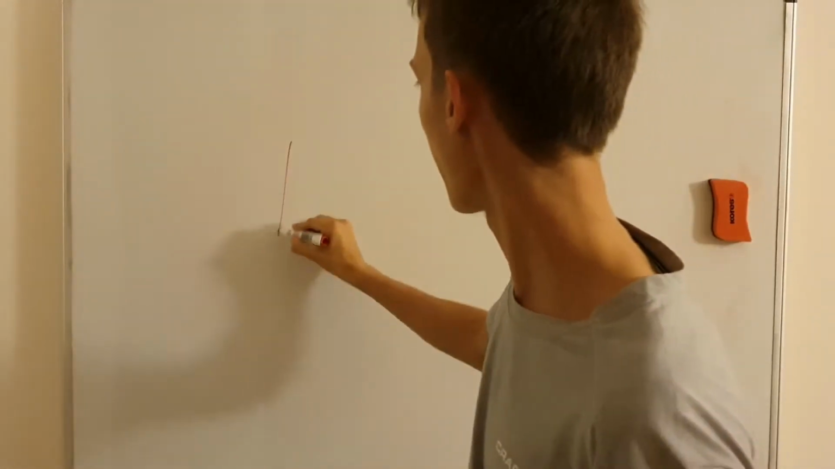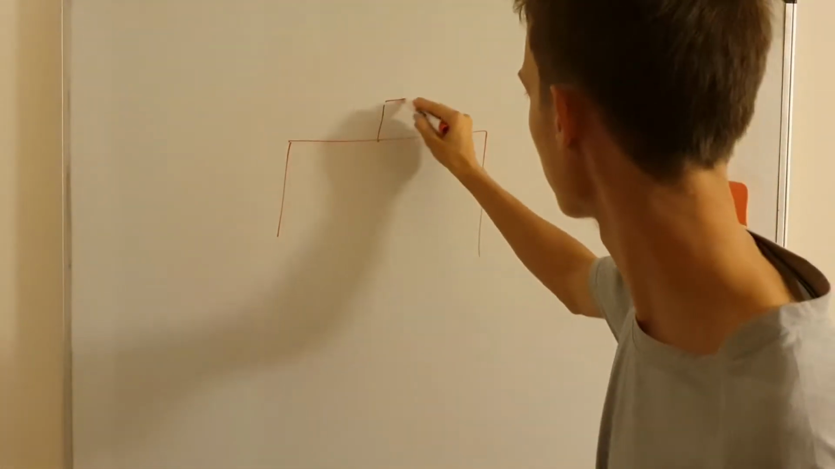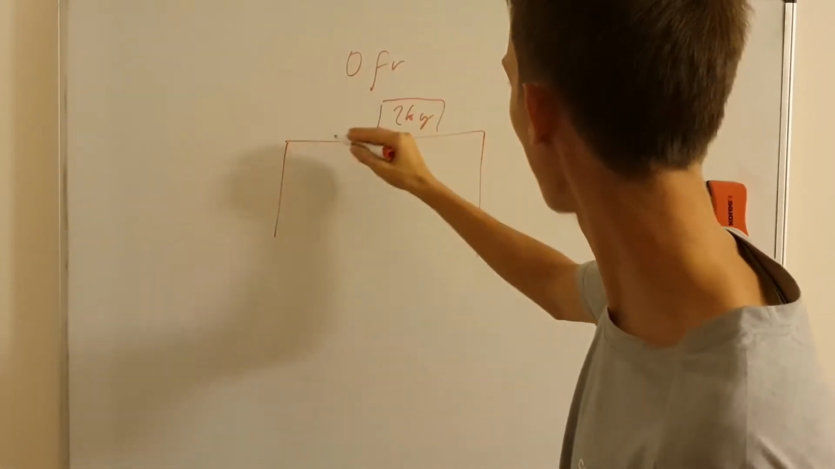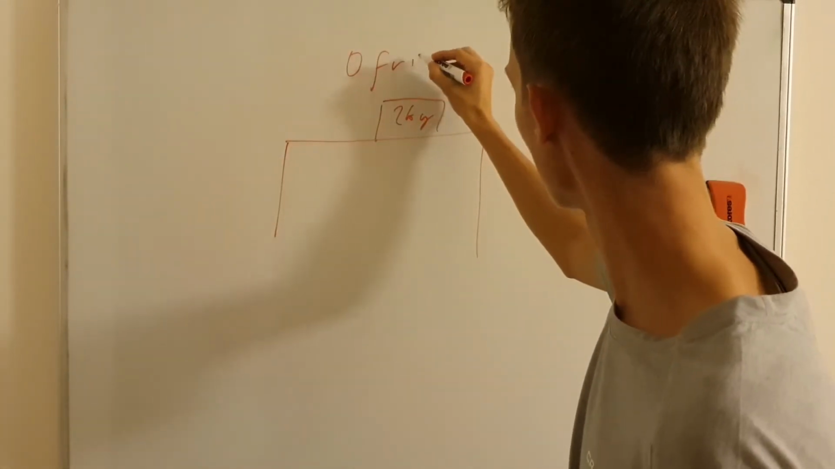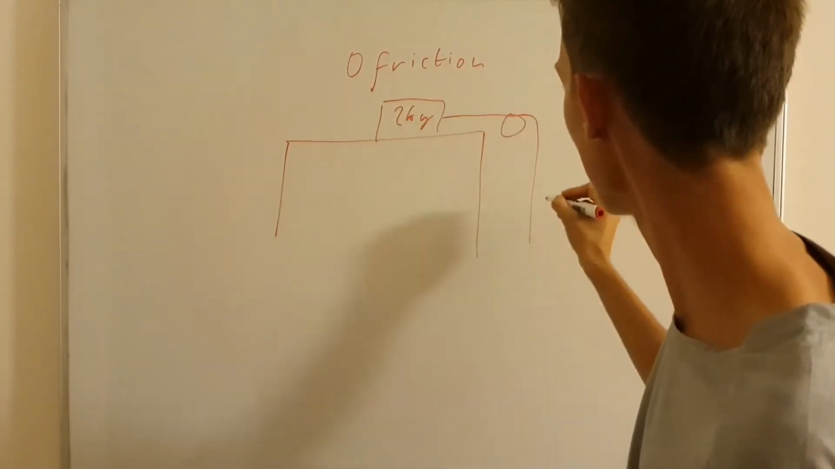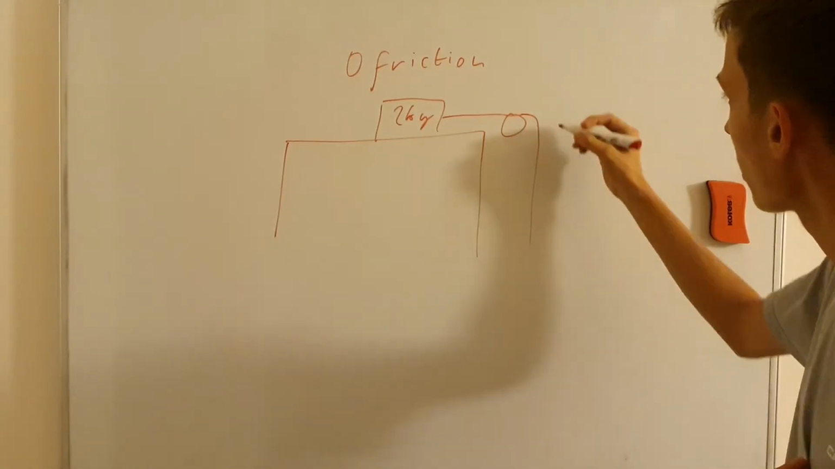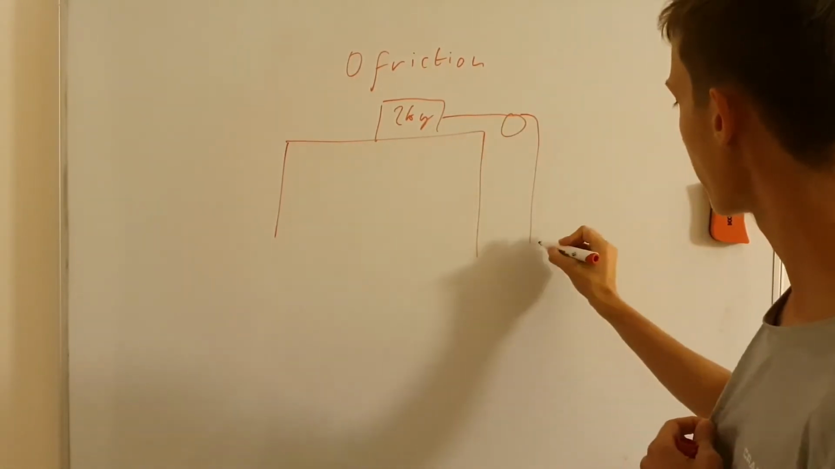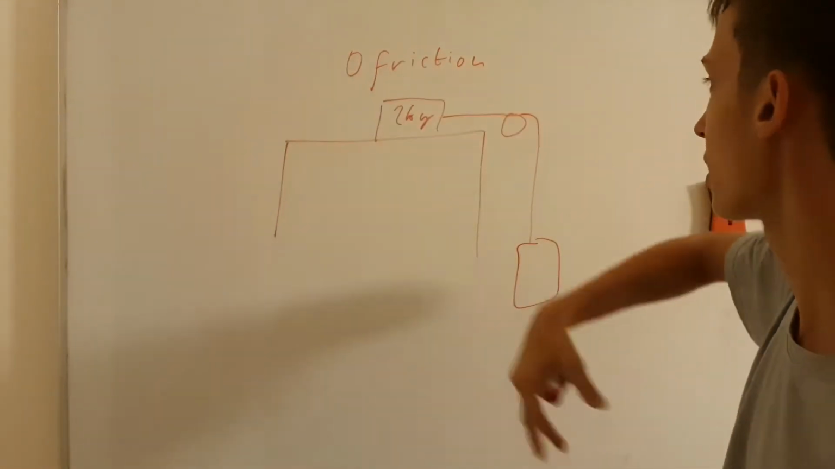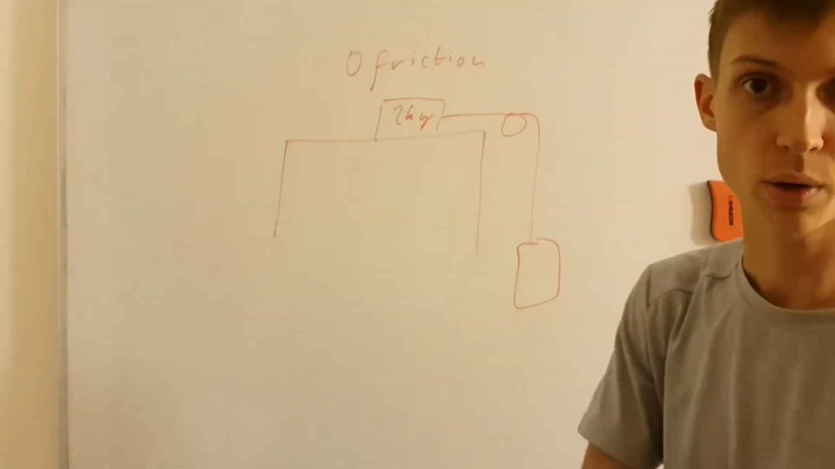Greetings. Let's say I have this situation where there is a mass of 2 kilograms. I declare the friction of this surface to be 0, to simplify the situation. Then there's this pulley wheel carrying the force, and there's this hanging mass, and thanks to the 0 friction, there's no static friction, no kinetic friction.